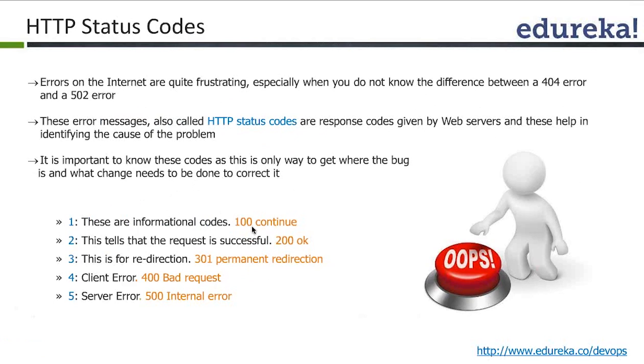These information codes, 100 means continue. That means it's just an informational code. If it's 200, that means the web page has been downloaded and there's no problem. If it's 300, that means it's redirecting you to another place. If it's 400, that means that URL does not exist.